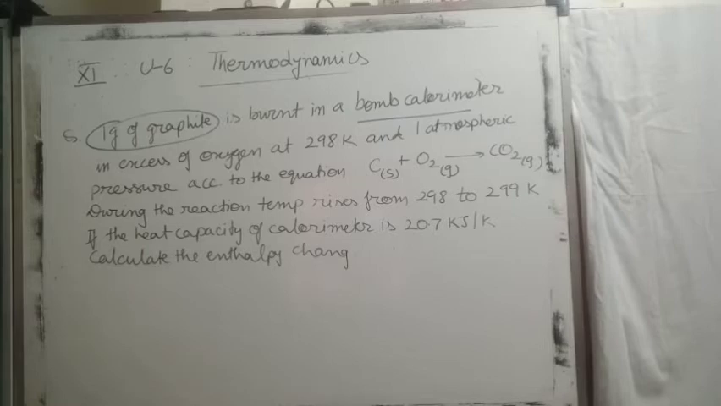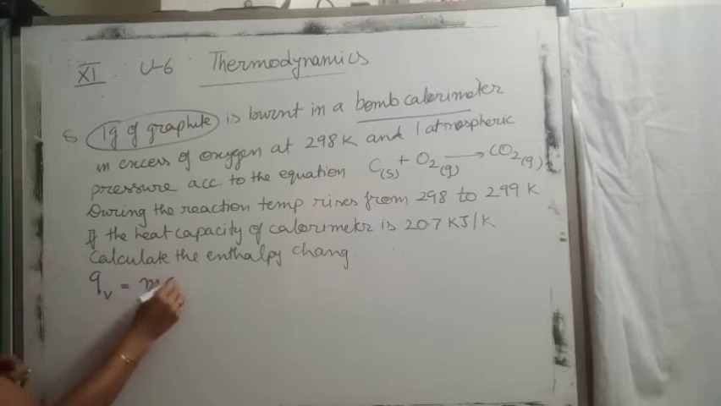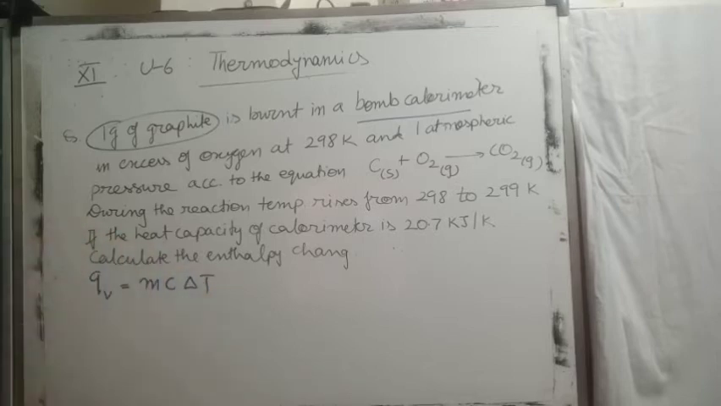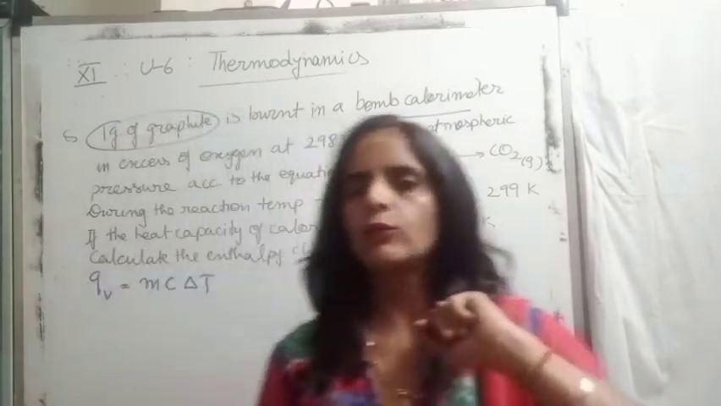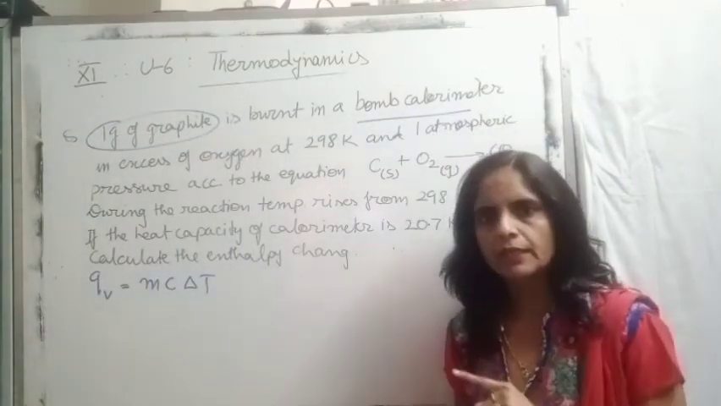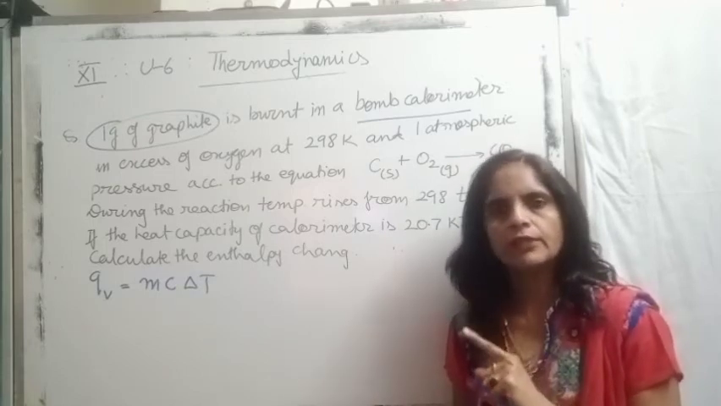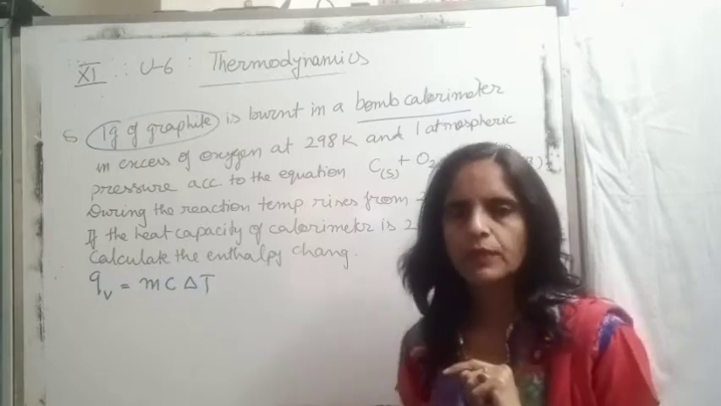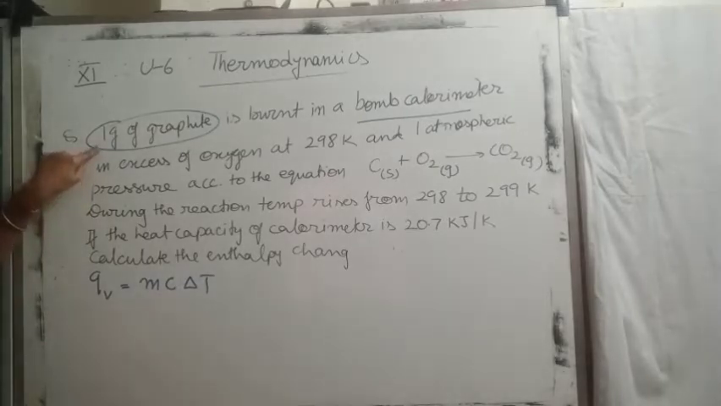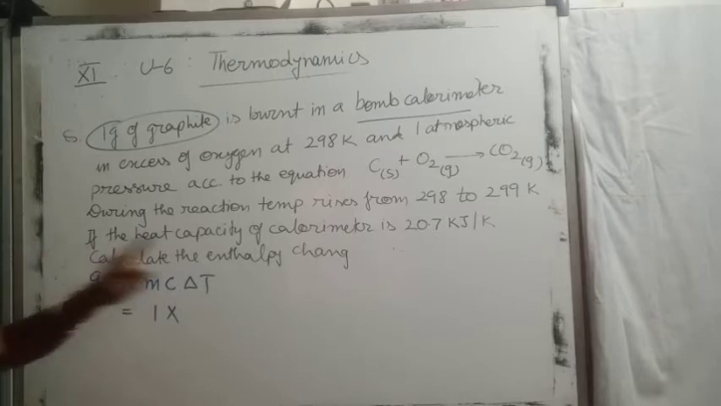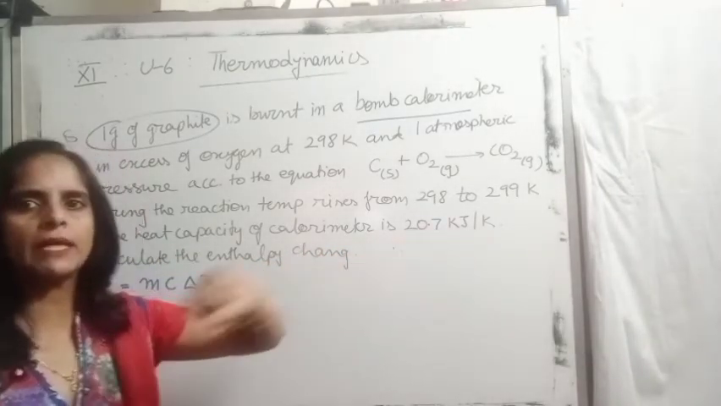Now, how do we start this question? Simply by using the formula QV equals to mc delta T. Why I am writing QV? Because the experiment is carried out in bomb calorimeter, and just now we discussed bomb calorimeter is the apparatus to measure heat at constant volume, that is change of internal energy. Now substitute all the values here. Mass of sample, 1 gram sample we are taking, 1 into heat capacity of calorimeter given to us 20.7 kilojoule per Kelvin.